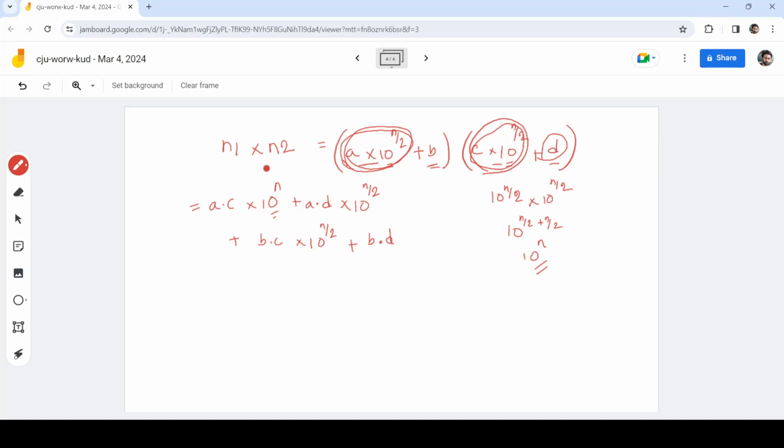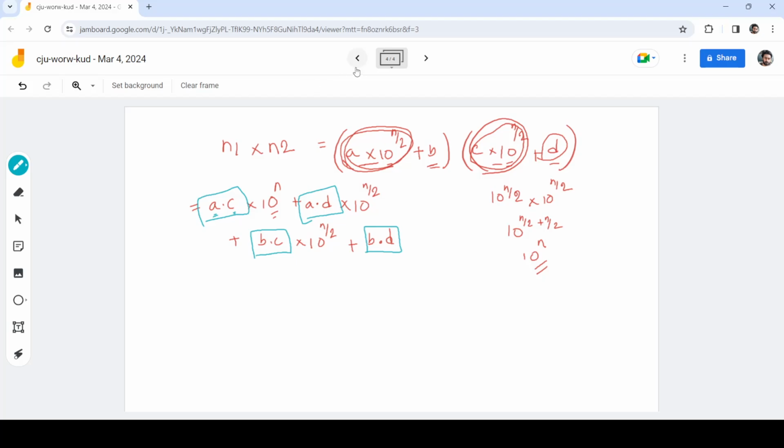তো n1 times n2 করলে আমি এই ইকুয়েশনটা পাই। এখন যদি আমরা খেয়াল করি এই ইকুয়েশনটাতে চারটা ইউনিক টার্ম আছে অথবা চারটা মাল্টিপ্লিকেশন টার্ম আছে, সেটা হচ্ছে a times c, এটা হচ্ছে দুইটা নাম্বারের গুণফল, we have a times d, we have b times c, and we have b times d.